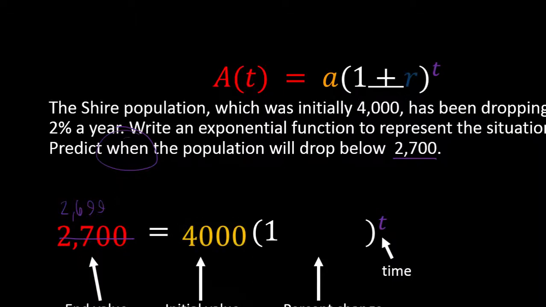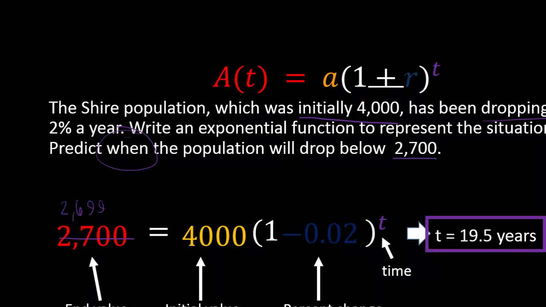So I know initially there are 4,000, so I put 4,000 for my initial value. The change is 2%, and the keyword dropping tells me I'm going to subtract. Notice that I've converted 2% to a decimal. Finally, all that's left is to plug this into a calculator. I'll make one more advertisement for my video on calculating using kind of complex expressions such as this. So take a look at that. And I find that time equals 19.5 years.